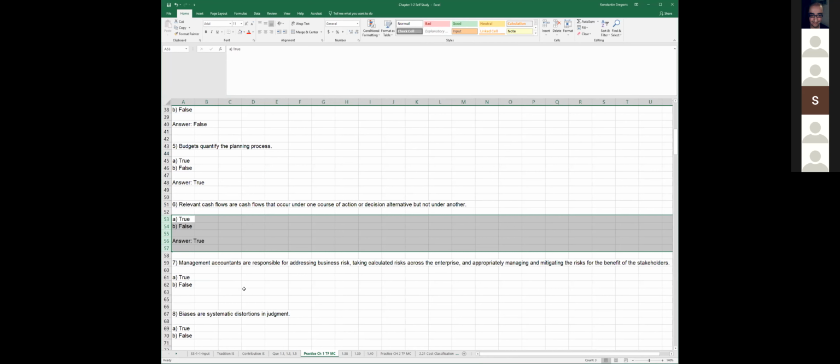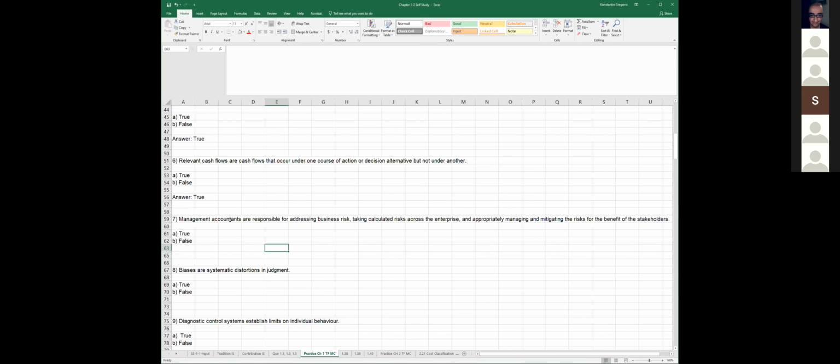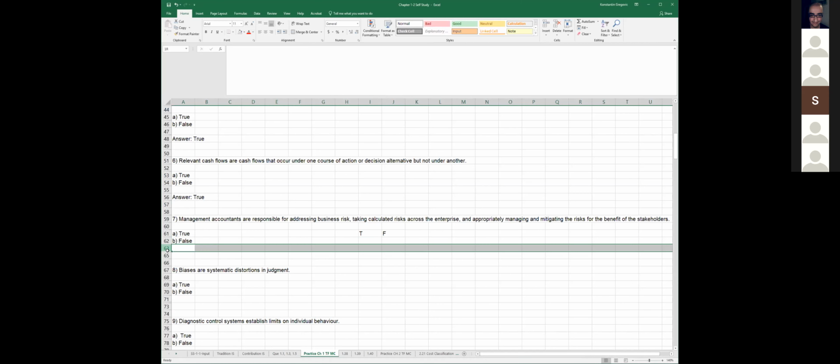Let's see. True, good. Management accountants are responsible for addressing business risk, taking calculated risk across the enterprise, appropriately managing and mitigating the risks. True or false? That's true. I think it's true too. Let's check it out.